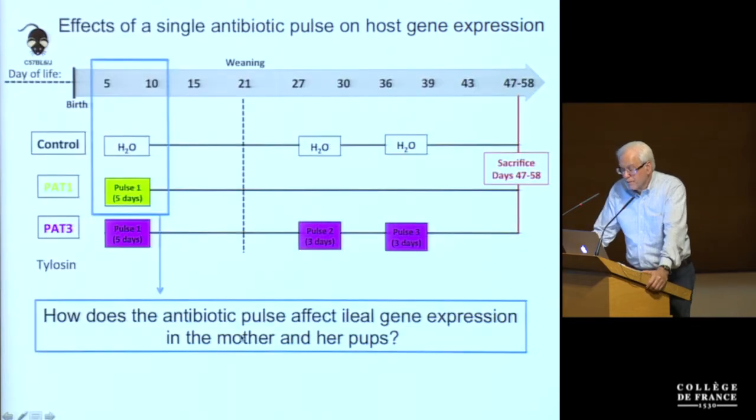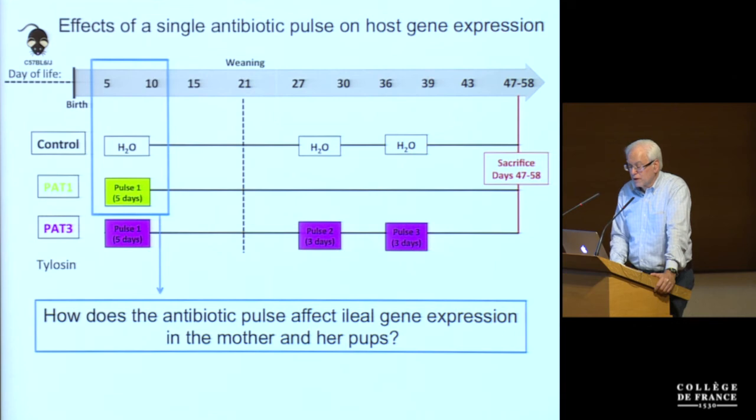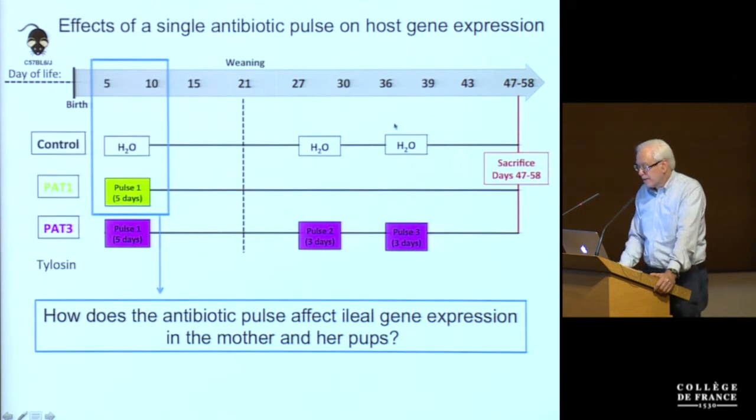So in this experiment, the mom mice received the antibiotics in their drinking water. So we were able to ask how the antibiotic pulse affects ileal gene expression in the mother and her pups. They got the antibiotics at the same time, and now we're studying them 40 days later.